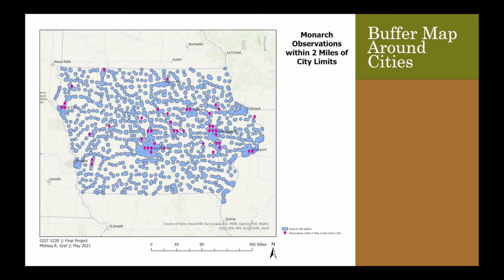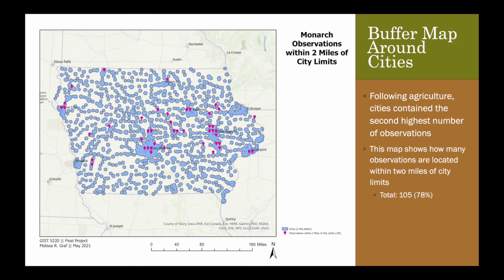In order to see the effect that proximity to urban centers has on observations, I created a map with a 2-mile buffer surrounding cities in Iowa, and then spatially joined this layer with the layer containing all Monarch observations. This resulted in a map that contained 105 observations, which is 78% of all of the observations that were recorded during the study period.